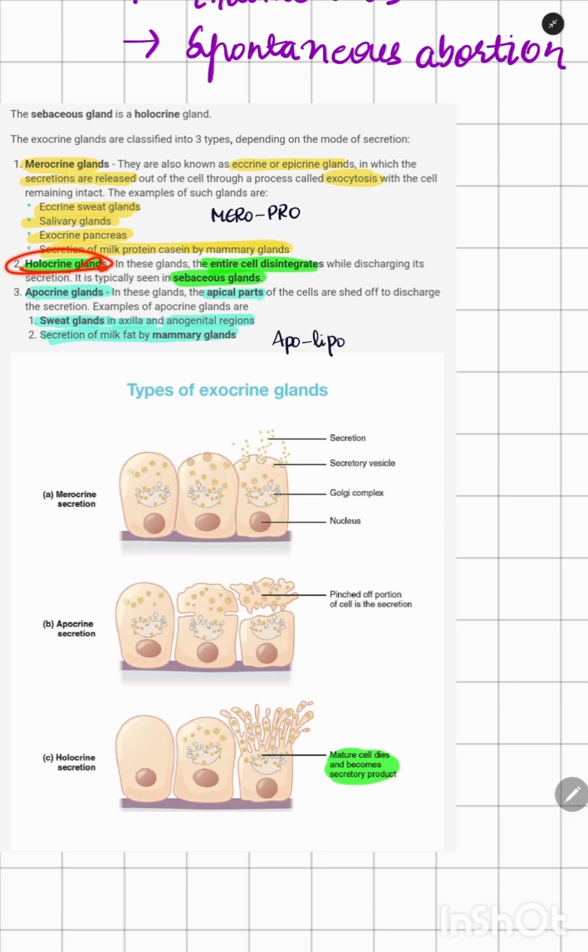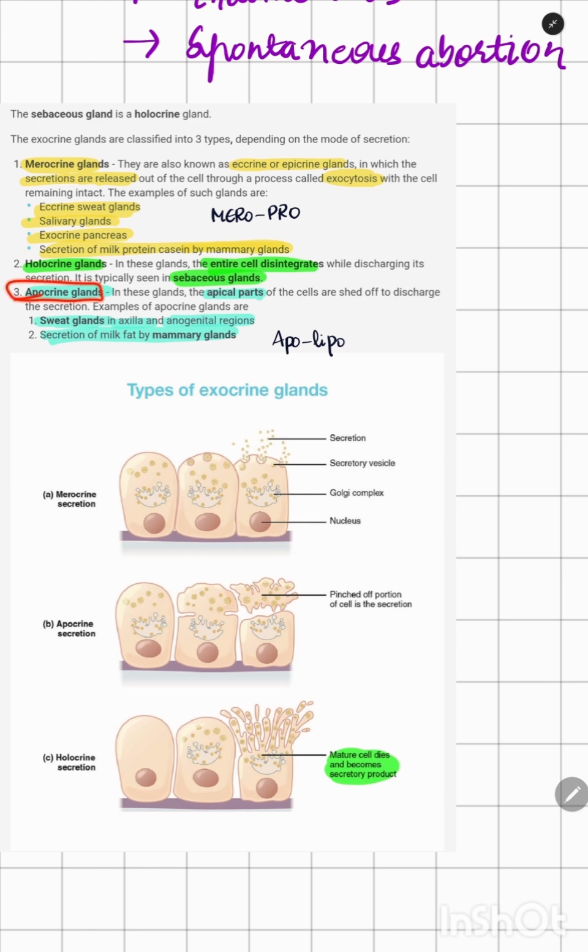Second one is holocrine gland, where holo means whole. So whole of the cell will disintegrate. That is how the secretion is released. This is the holocrine secretion. So example for this is sebaceous gland. Sebaceous gland is an example for holocrine secretion or holocrine gland.